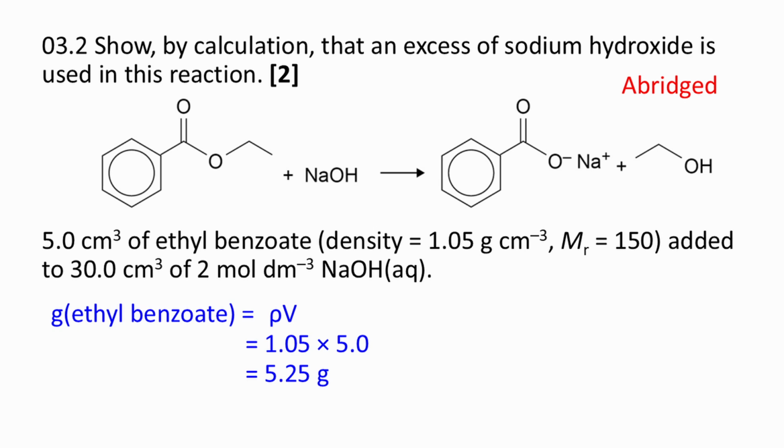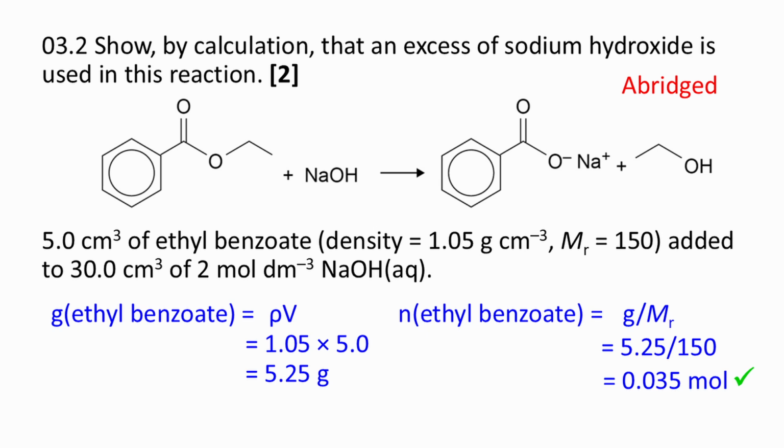We can work out the mass of ethyl benzoate by multiplying density by volume. Density is given in grams per centimeter cubed, volume is given in centimeters cubed, so 1.05 multiplied by 5.0 gives a mass of ethyl benzoate of 5.25 grams. We calculate the amount of ethyl benzoate in moles by mass divided by molar mass. 5.25 divided by 150 gives us 0.035 moles for the first mark.